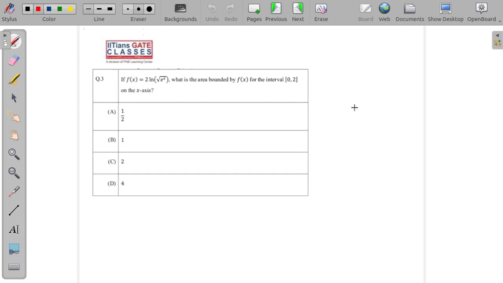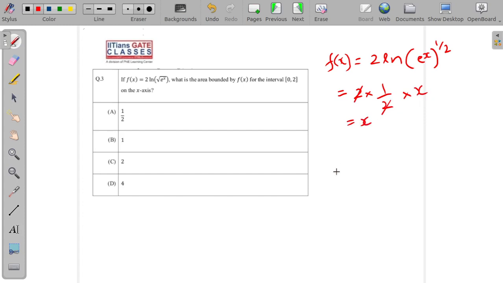If f of x is 2 ln root of e raised to x, what is the area bounded by f of x in the interval 0 to 2 on the x-axis? So first simplify f of x. F of x is equal to 2 ln of square root, I'll write it as raised to 1 over 2. This 1 over 2 I'll take outside, and 2 into 1 over 2. Then ln of e raised to x will just be x. Okay, so f of x is simply x.